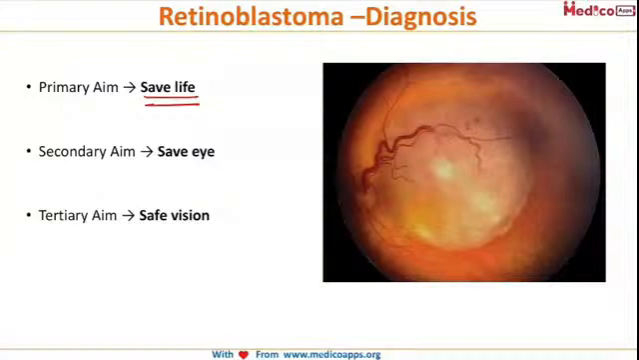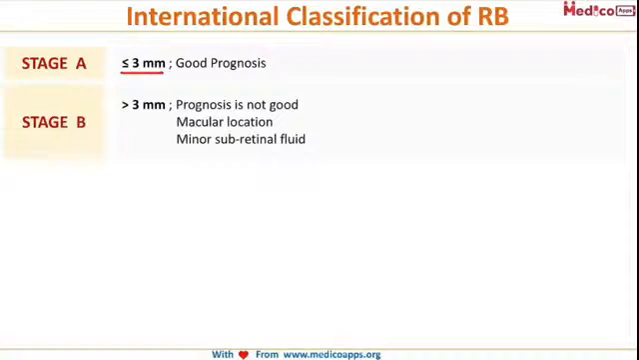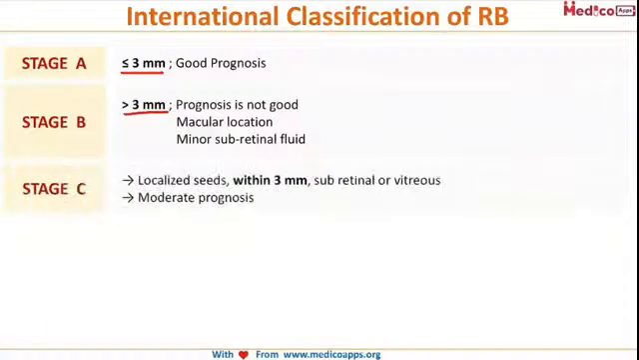Now, for the treatment, there is a classification of retinoblastoma, the ICRB, the International Classification of Retinoblastoma. It's a very simple classification. Stage A is where the size of the tumor is less than 3 mm, and it has a very good prognosis. Stage B is where the tumor is greater than 3 millimeters in size. The prognosis is not good, and it is very bad when it is in a macular location along with subretinal fluid. Now, stage C is localized seeds within 3 millimeters. That is, the tumor has started spreading. It has a moderate prognosis.